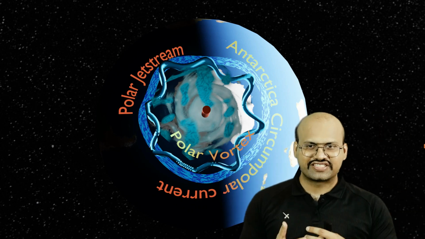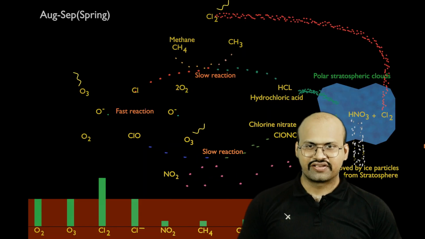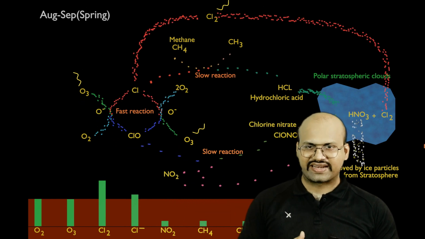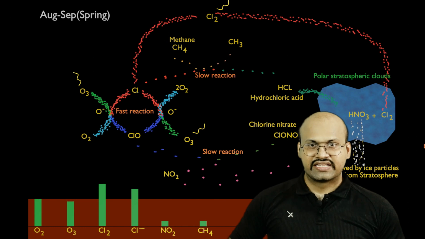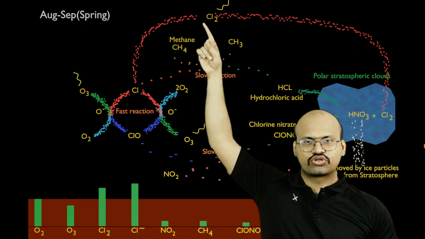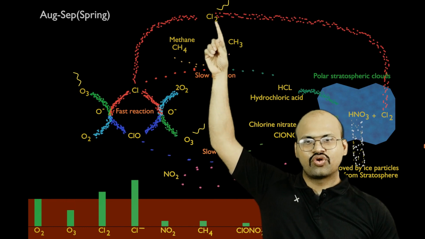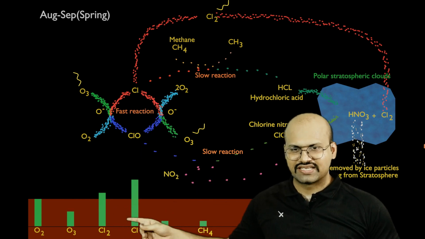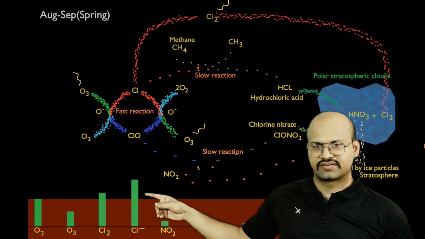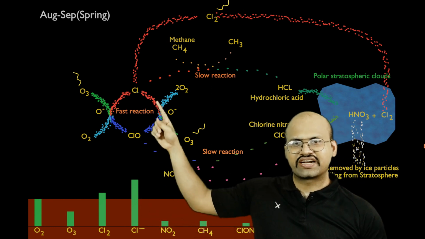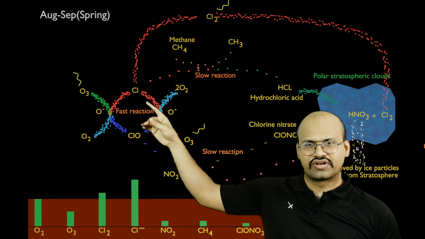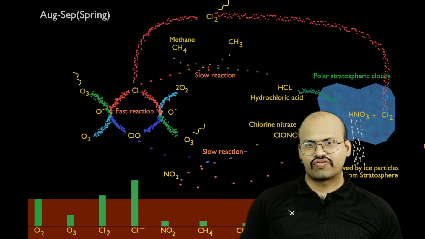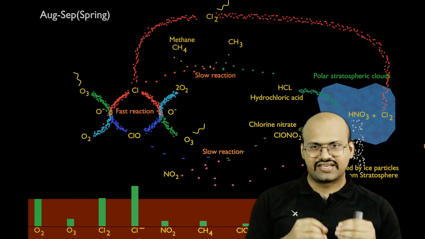Now, because of this arrival of sunlight in the spring, all these photodissociation processes which were stagnant will now start. The hv rays will dissociate chlorine molecules into chlorine ions, and we can see now the concentration of chlorine molecule decreases and chlorine ion increases. And this chlorine ion will react with the ozone in the Antarctic region and reduce the amount of ozone in the atmosphere, and there is a drastic decrease in the amount of ozone.